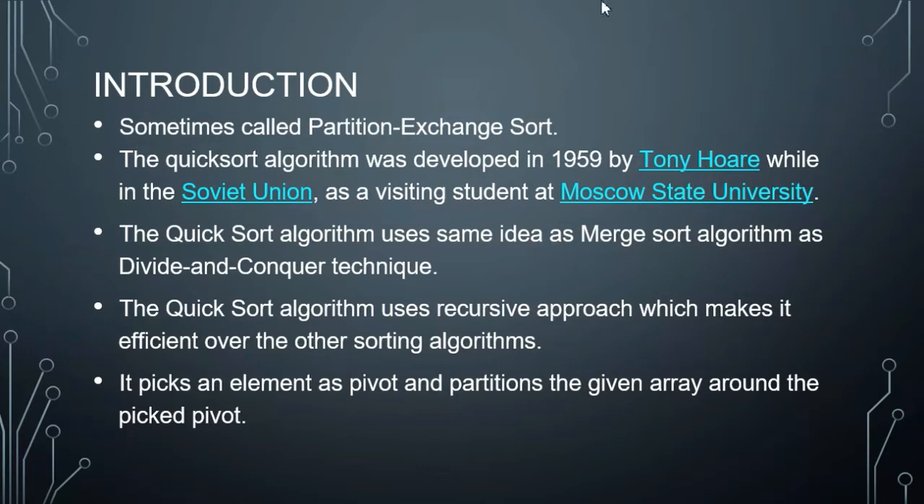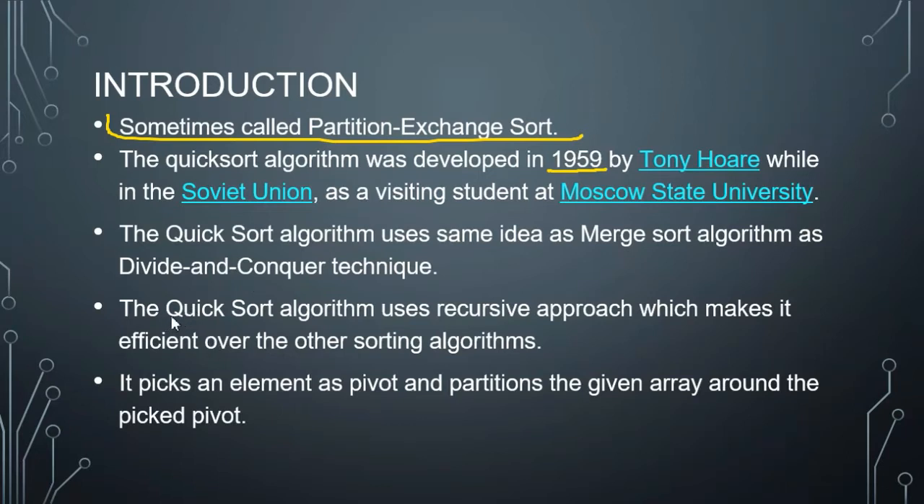Sometimes the quicksort is also called partition sort or partition exchange sort. The quicksort algorithm was developed in 1959 by Tony Hoare while he was in the Soviet Union as a visiting student at Moscow State University. The quicksort algorithm uses the same idea as the merge sort algorithm, as a divide and conquer technique. It divides an array into subparts, then conquers and sorts the array, using the idea of the merge sort technique.